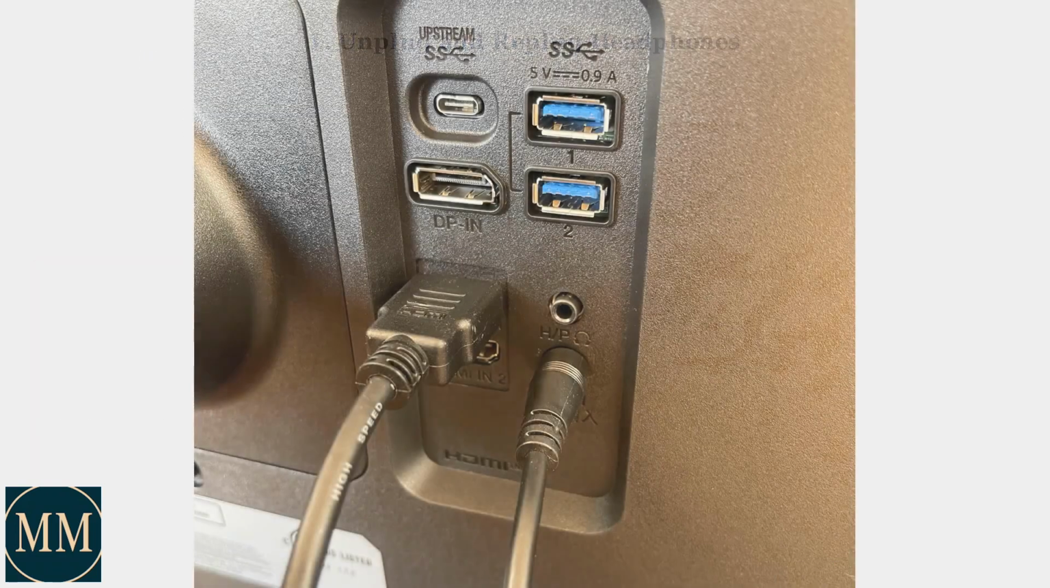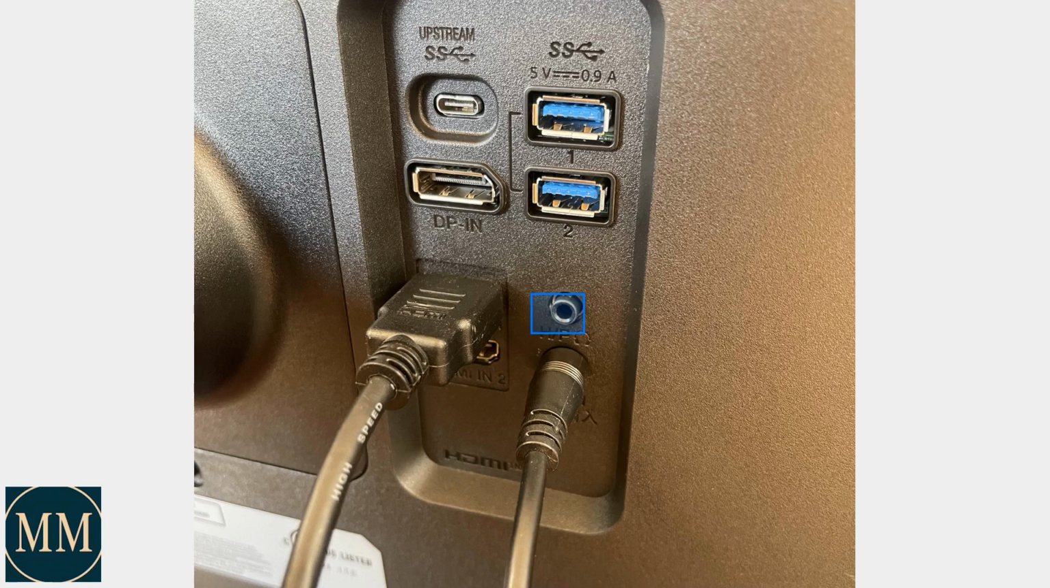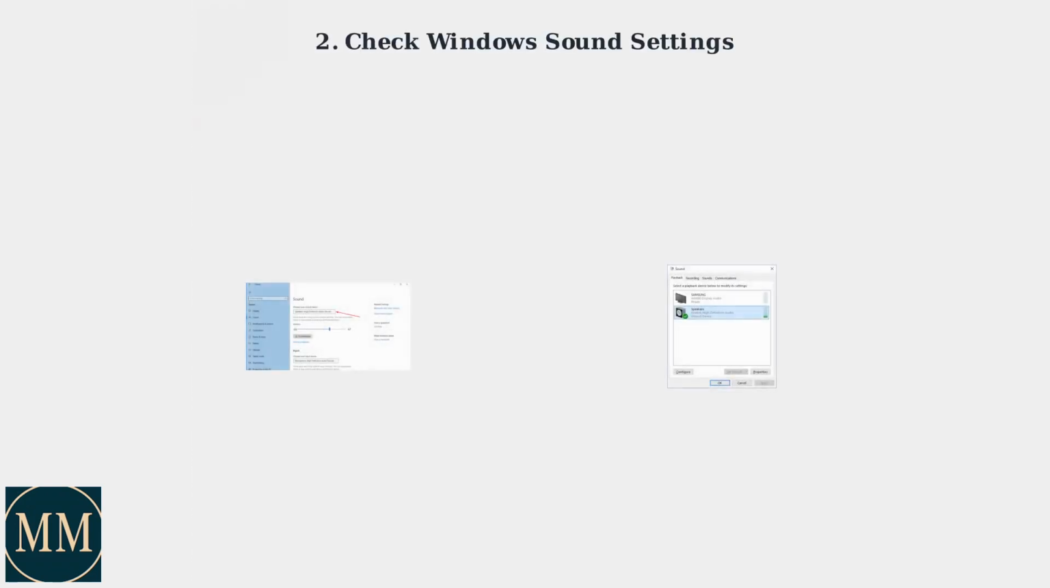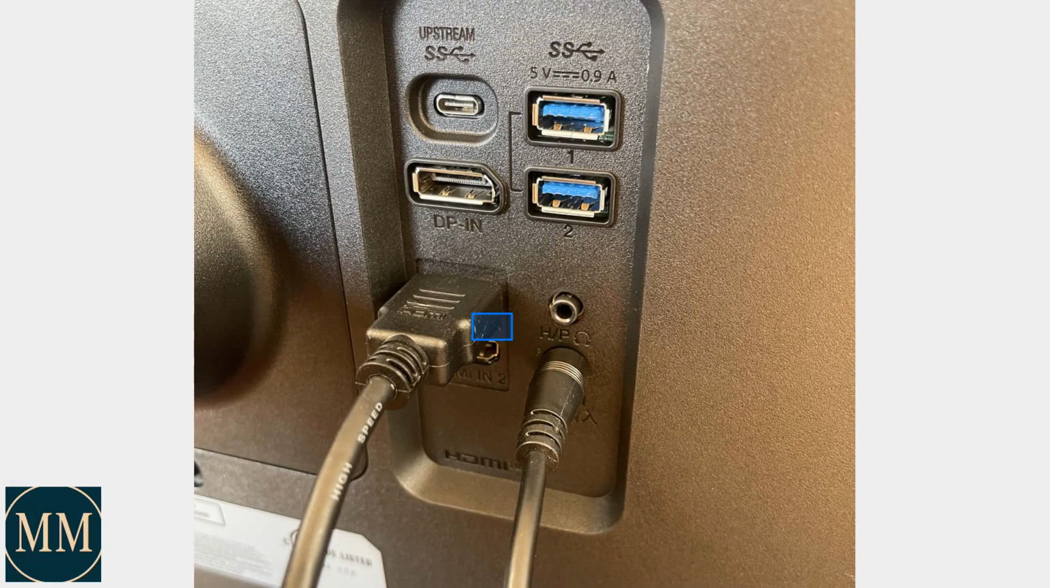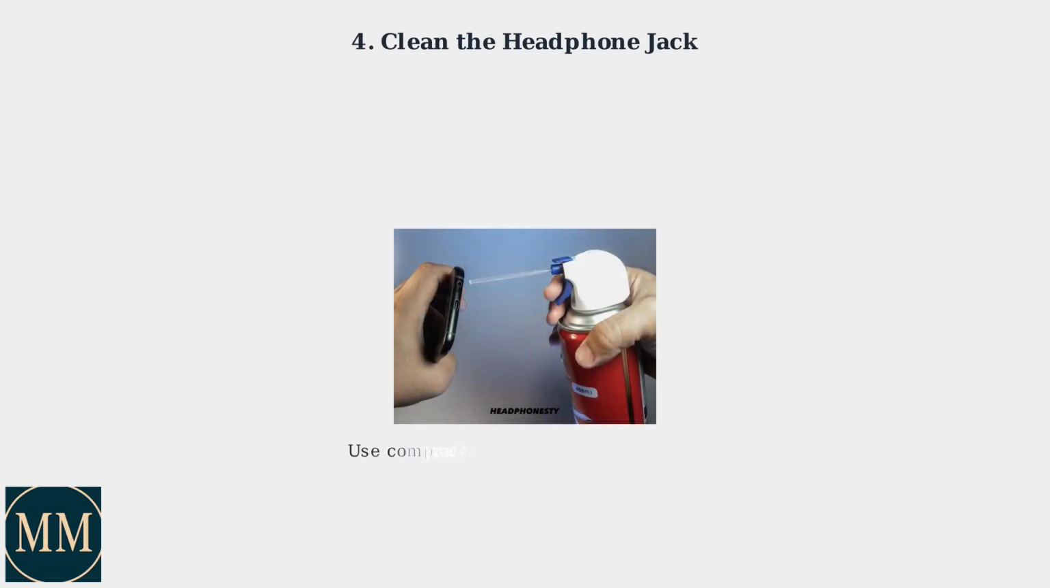Start with the basics. Unplug and replug your headphones into the LG UltraGear monitor's headphone jack. Check your Windows sound settings to ensure the LG UltraGear monitor is selected as the default audio output device. Make sure no HDMI audio override is occurring by checking the monitor's input settings. Clean the headphone jack with compressed air or a cotton swab lightly dampened with isopropyl alcohol to remove dust or debris.